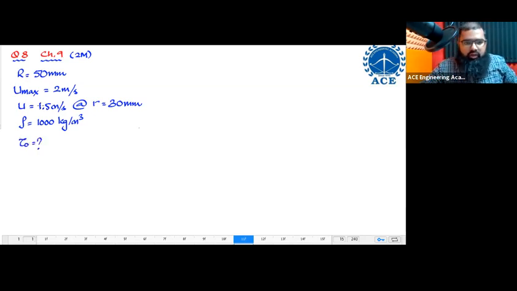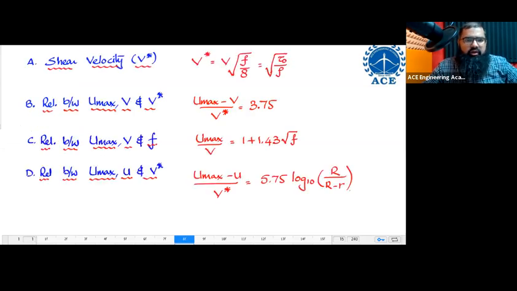Now, look at all this data over here. Quickly write down the data from here, and look at the formulas. Purely formula-based question. Tell me which formula are we going to use over here? He has given you U max, he has given you U, he has given you the value of capital R and small r, he has given you density. He's asking you the value of tau naught. What formula?